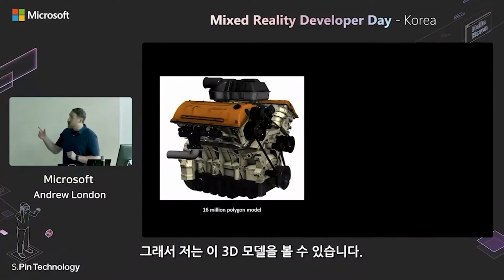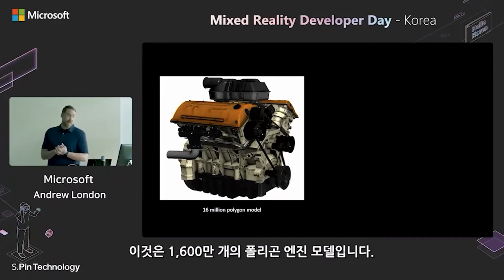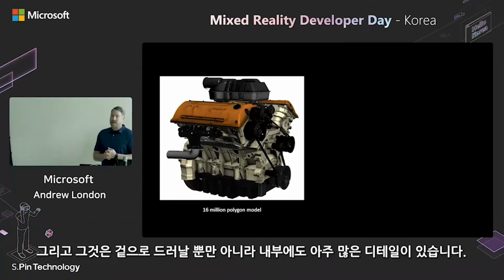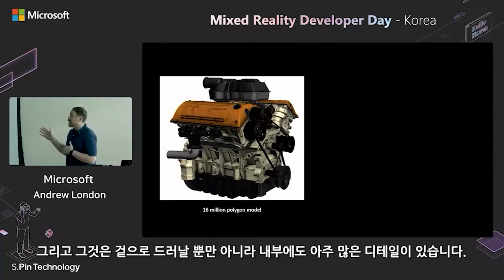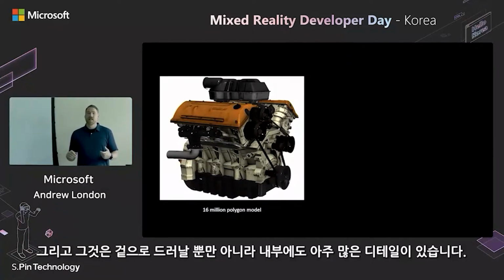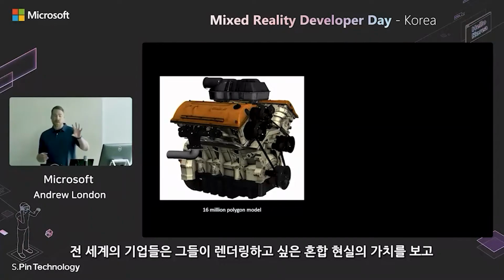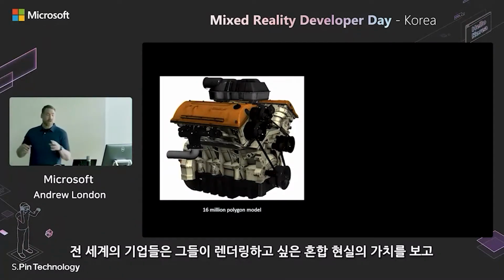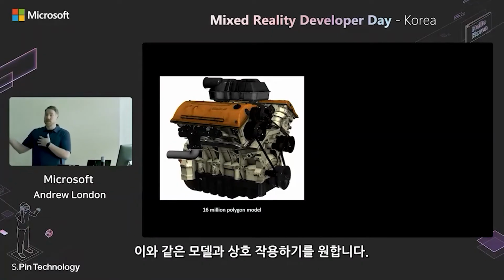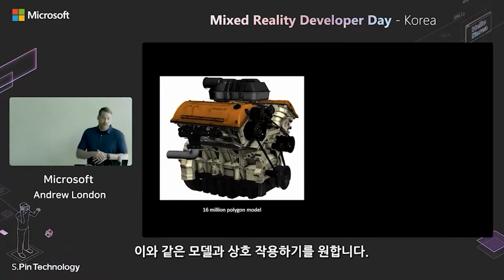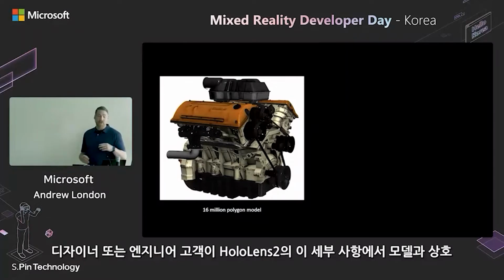So if you take a look at this 3D model, this is a 16 million polygon model of an engine. And not only does it have a ton of detail on the outside, but it's got a ton of detail on the inside. Every belt, every bolt, every weld is detailed. And as enterprises around the world are looking to see the value of mixed reality, they want to render and interact with models just like this. If a designer or engineer or customer could interact with a model at this detail on the HoloLens 2, it unlocks a massive amount of value.